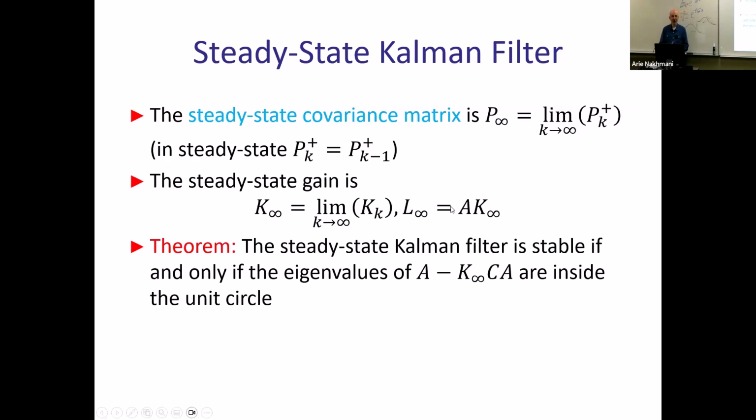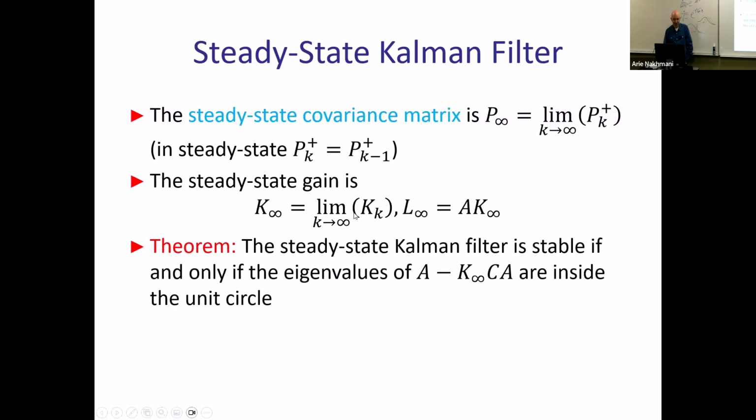It's called the steady state Kalman filter, which is for time going to infinity. P infinity, the covariance matrix at infinity, will be the limit of the matrix computed in the recursive step where K goes to infinity. In steady state it will converge, which is what convergence means: the previous covariance matrix will be equal to the next covariance matrix, and then it will stay the same forever.